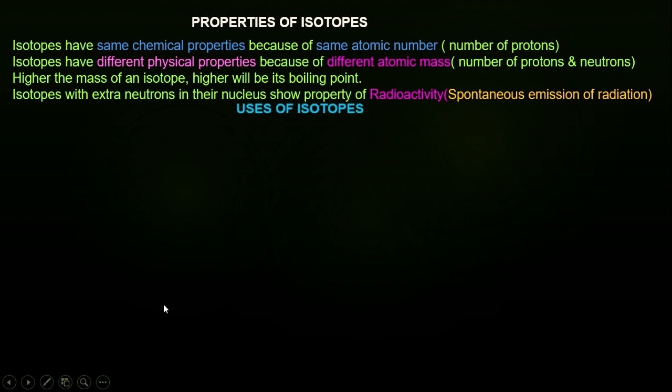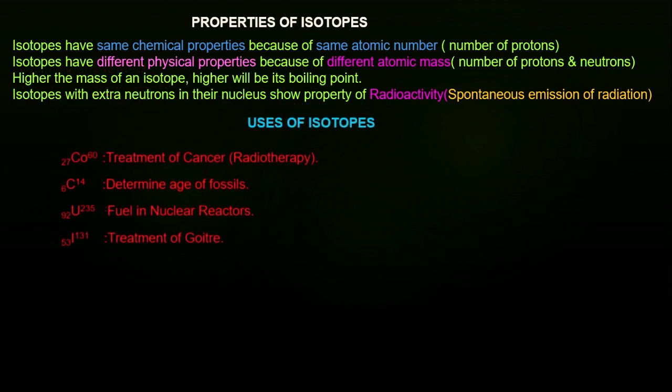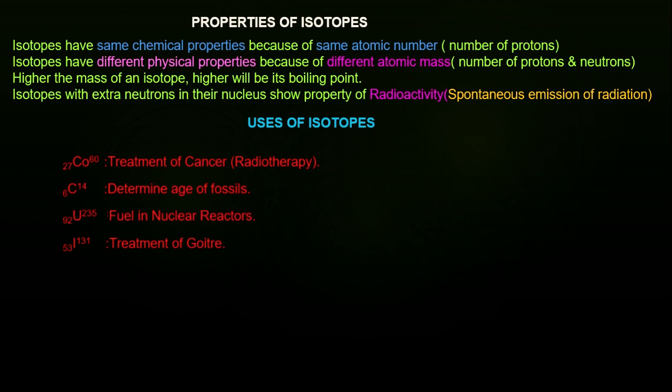Moving ahead, we have uses of isotopes. Isotopes have a very great use in the field of medicine. First of all, cobalt 27 60 is used in the treatment of cancer. Radiotherapy is one of the methods of treating cancer. In that radiotherapy, the radioisotope used is 27 60 cobalt.